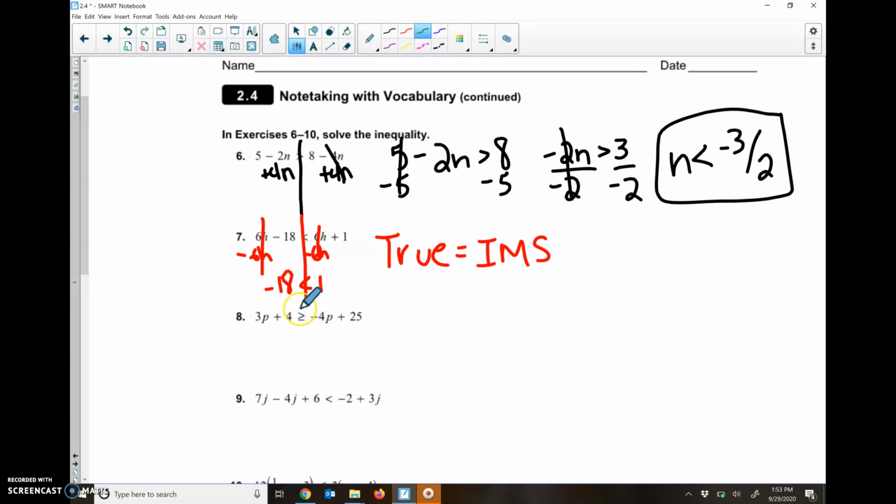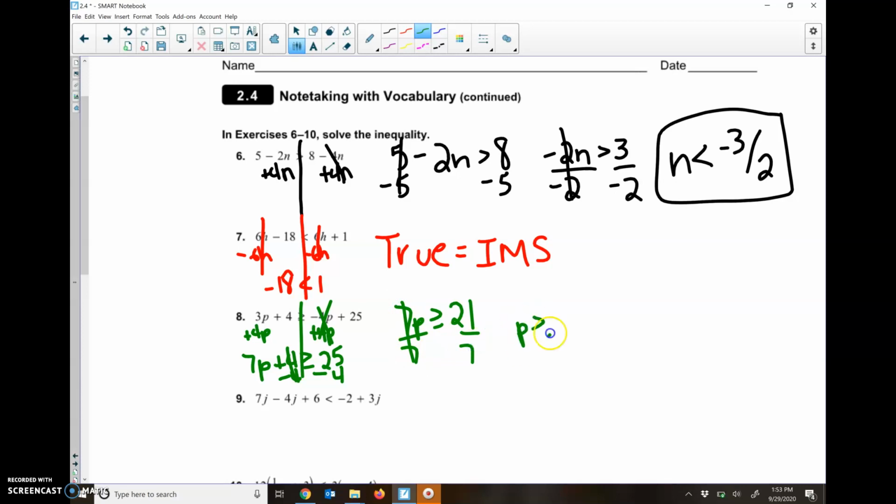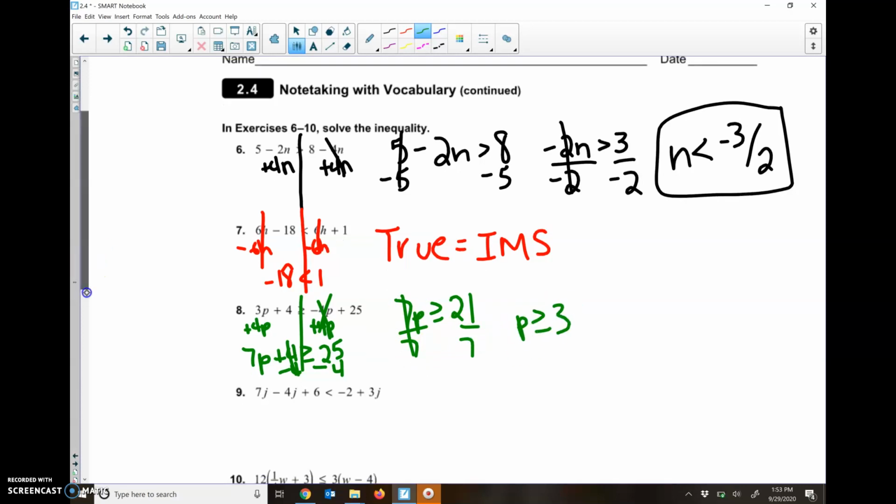All right, so let's look at this one here. So same thing. I want my variable to be positive. It's not wrong if it's negative. I just like it easier that way. So I'm going to add 4p to this side. So if I add 4p, I get 7p plus 4 is greater than or equal to 25. It's a plus 4, so I'm going to subtract 4. So I'm left with 7p is greater than or equal to 21. Divide both sides by 7. And get p is greater than or equal to 3. All right.